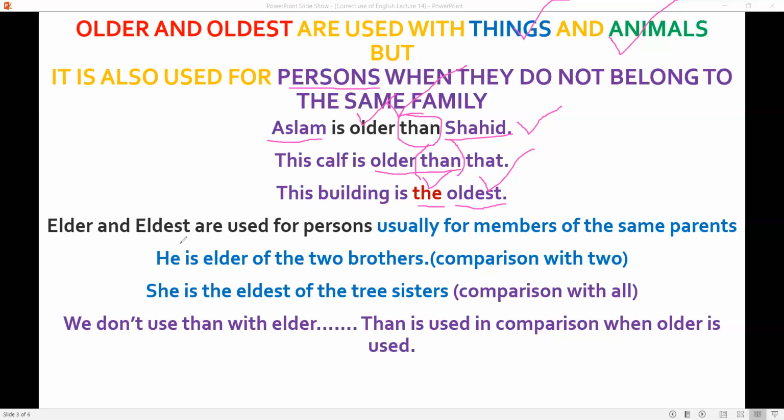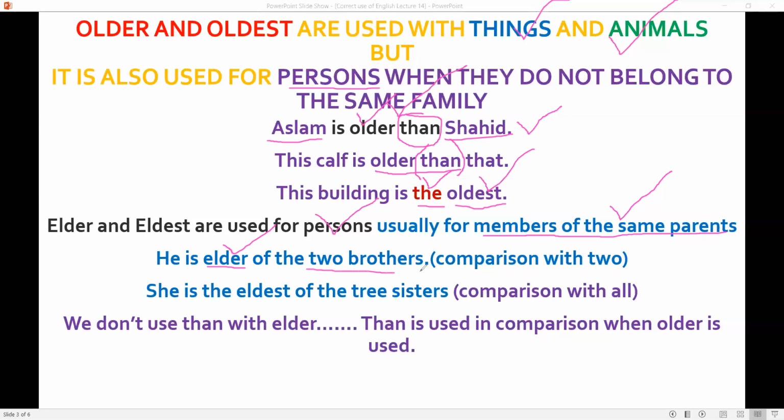Now, elder and eldest are used for persons only. This is the difference. Older and oldest are used for things and animals and rarely for persons. But elder and eldest are used for persons, especially when they are members of the same parents, brothers and sisters. He is elder of the two brothers. Now you see, we do not use than, which we have used in case of older. In case of elder, we do not use than for comparison.